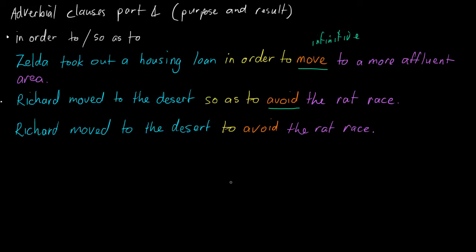A shorter version, a slightly more informal way to do this, is to say Richard moved to the desert to avoid the rat race. So here we just have the full infinitive. We're essentially just taking the to from both of those with the infinitive, and we get the same meaning, but as I mentioned, slightly more informal.